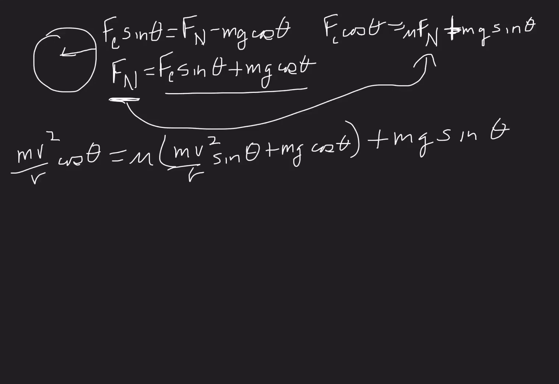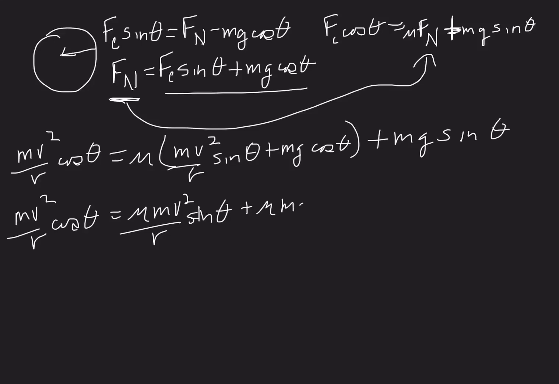All right. I'm going to multiply everything by r. Okay. Well, actually, I'm going to distribute this mu here first. Let's just distribute this mu through here first. So I'm going to do mv squared over r cosine theta equals mu mv squared over r sine theta plus mu mg cosine theta plus mg sine of theta.